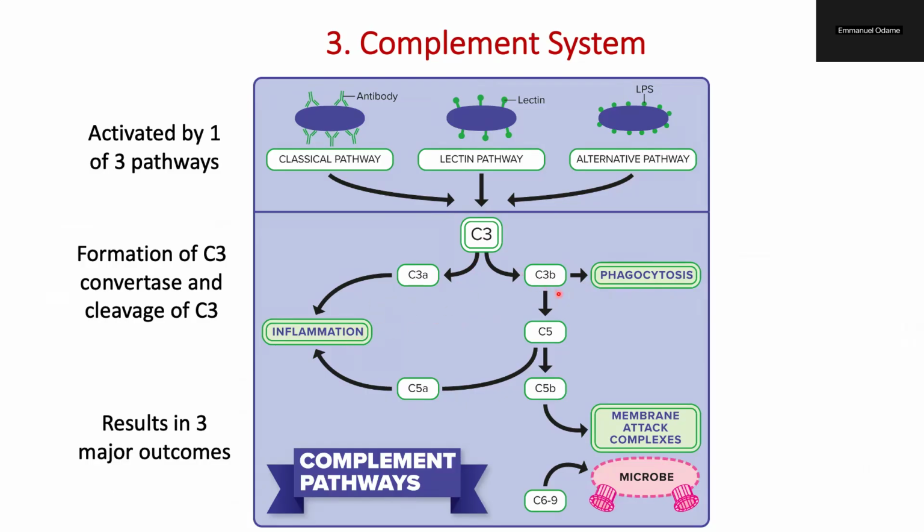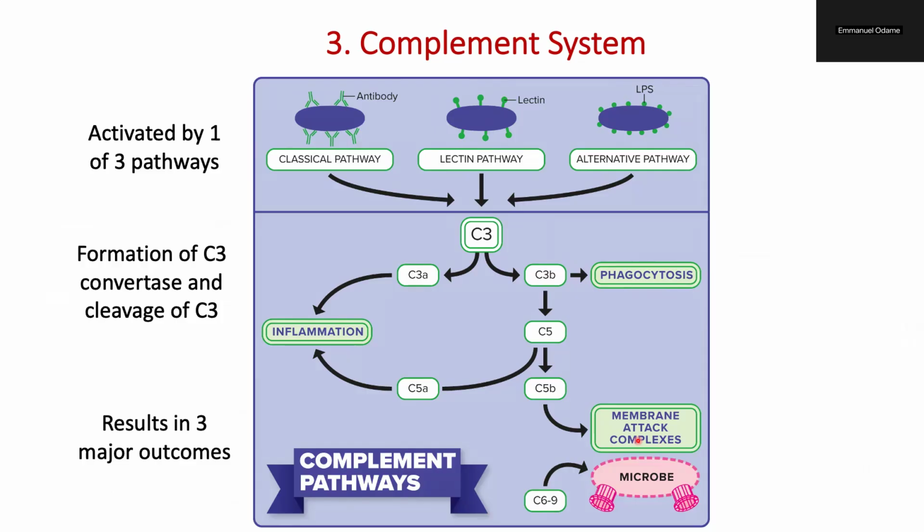And further on, C3b will be converted into C5, which will also lead to C5a, contributing to inflammation, and C5b, leading to membrane attack complexes. And there are also other complement pathways which will contribute to C6 to C9, or contribute to membrane attack complexes.